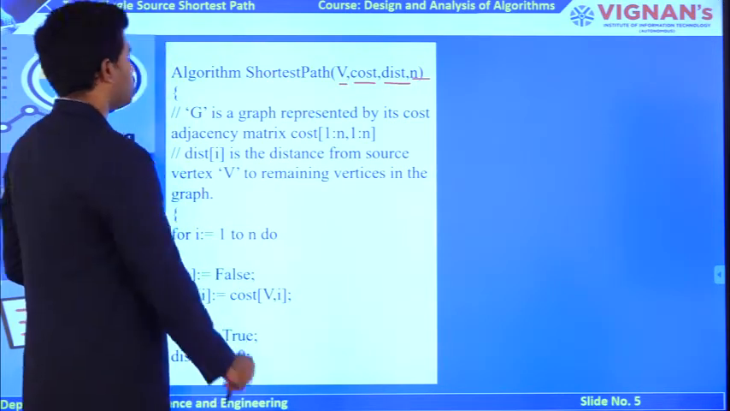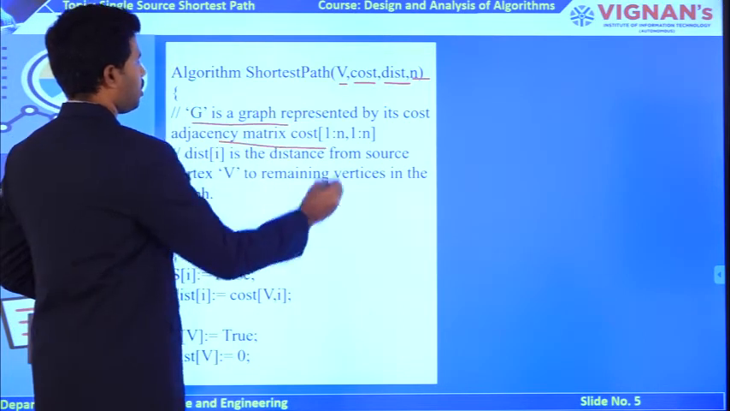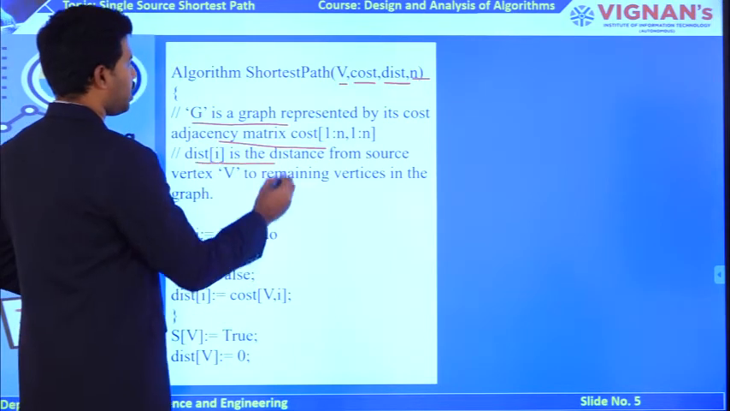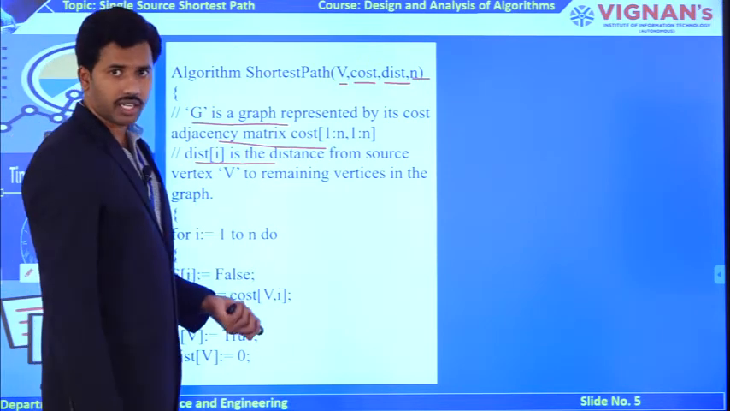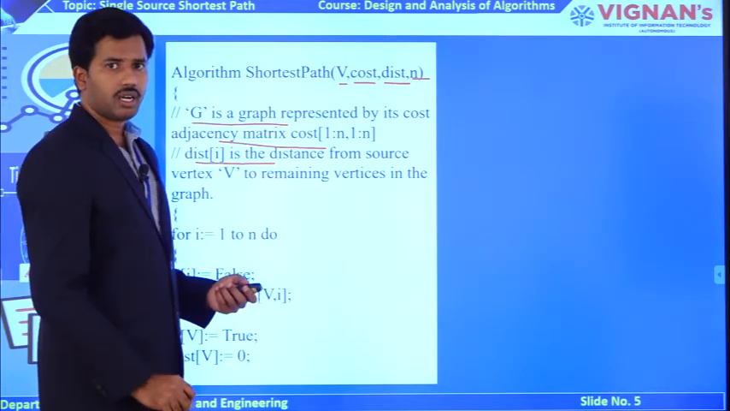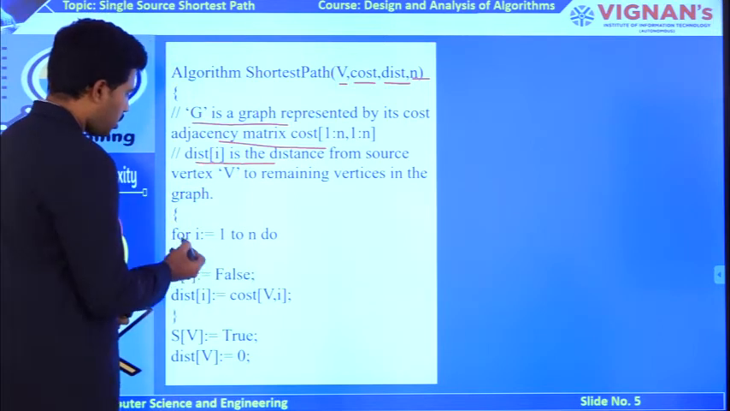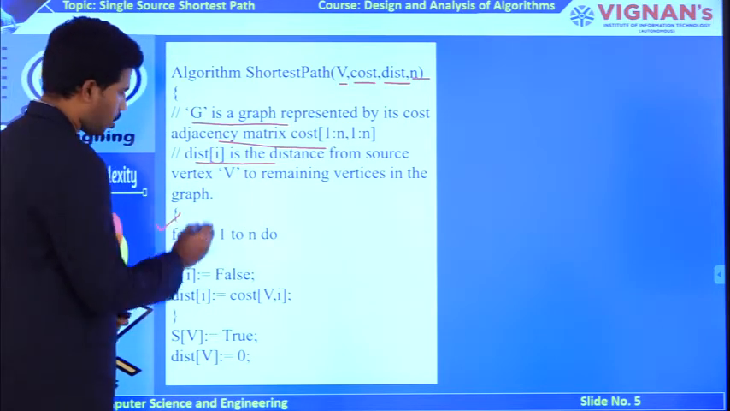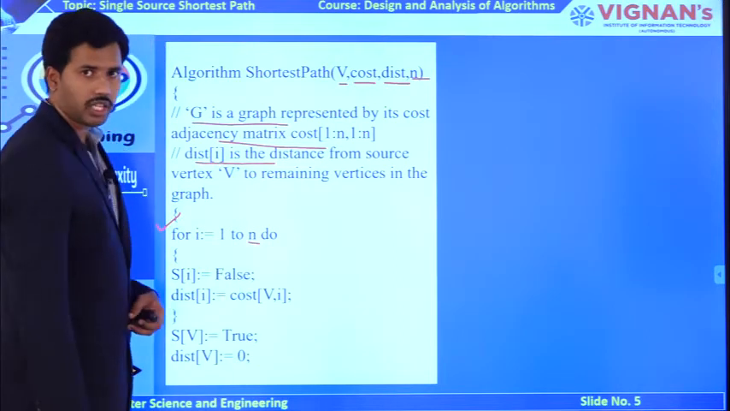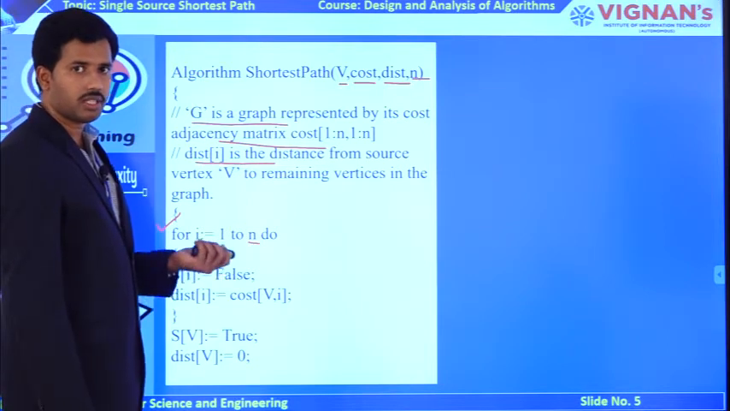Okay. So there is a graph which has an adjacency matrix of n by n. Distance of I is called the distance vector, which is used to store the distances from the source vertex to the remaining nodes or vertices available in the graph. Now here, initially you have a for loop, right? This for loop is useful to trace all the vertices. So let us discuss the logic available in this first for loop.